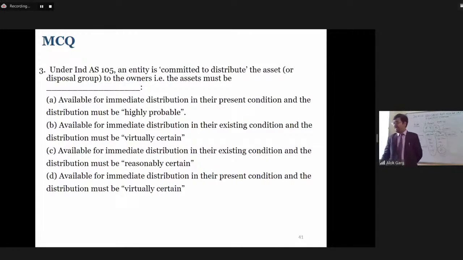Question number 3, what is the right answer? What is the right answer of third? It is available for, what was the condition? Immediate sale in present condition. Instead of immediate sale, the word should be immediate distribution in their present condition, and the sale is highly probable. Instead of sale, distribution must be highly probable. Okay. So A is the right option. A is the right answer. Fantastic students, fantastic. Absolutely amazing.